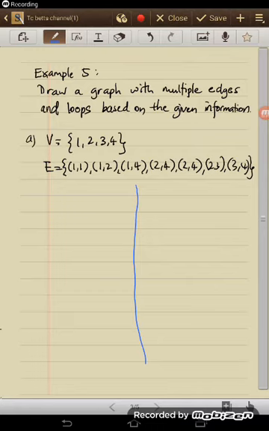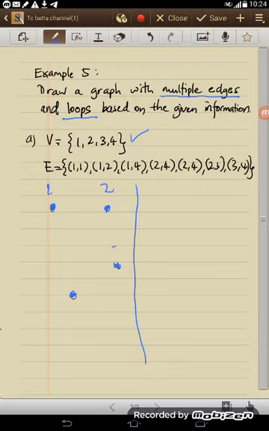Next is example 5. You have to draw a graph with multiple edges and loops. You still remember multiple edges and loops? Let's see. Vertices, you have 4 dots, 4 vertices. You can do the dots first, it's all up to you. 1, 2, 3, and 4. And then you go one by one.